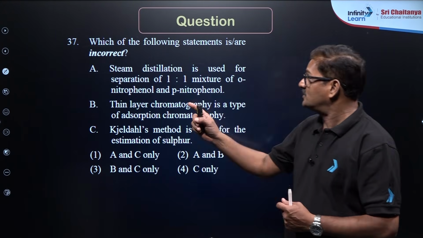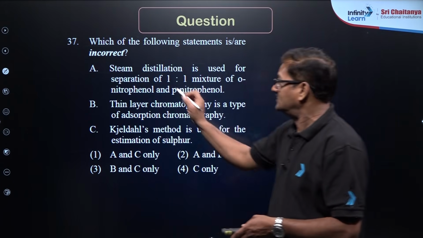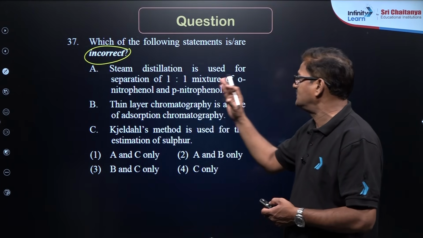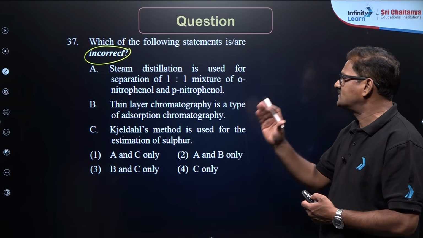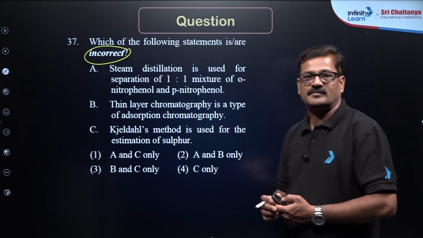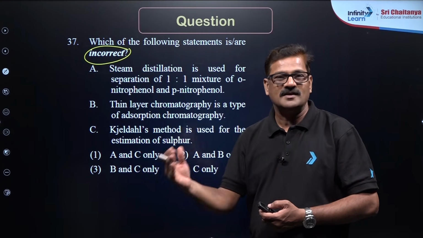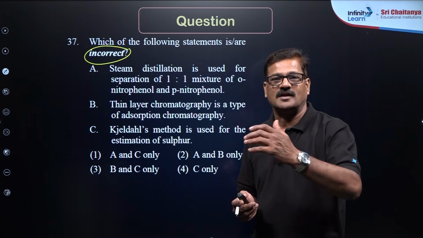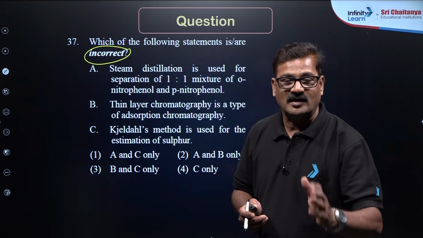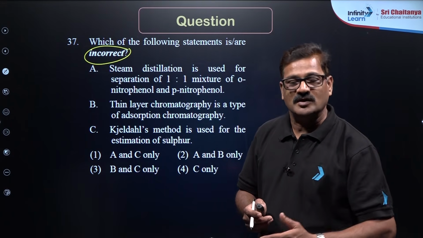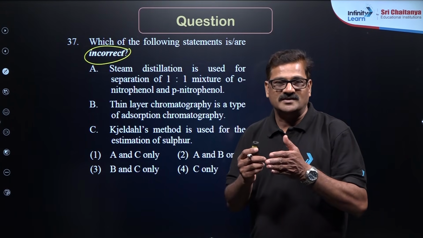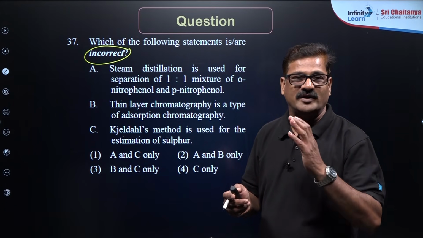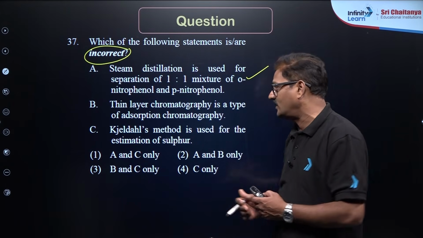Students, here is one more question. Which of the following statements are incorrect? We have to identify which is incorrect. Steam distillation is used for separation of a 1:1 mixture of orthonitrophenol and paranitrophenol. When phenol is nitrated, you get a mixture of orthonitrophenol and paranitrophenol. Orthonitrophenol has intramolecular hydrogen bonding, paranitrophenol has intermolecular hydrogen bonding. So they differ in their boiling points, and orthonitrophenol is steam volatile, so it can be separated by this method. It is a true statement.